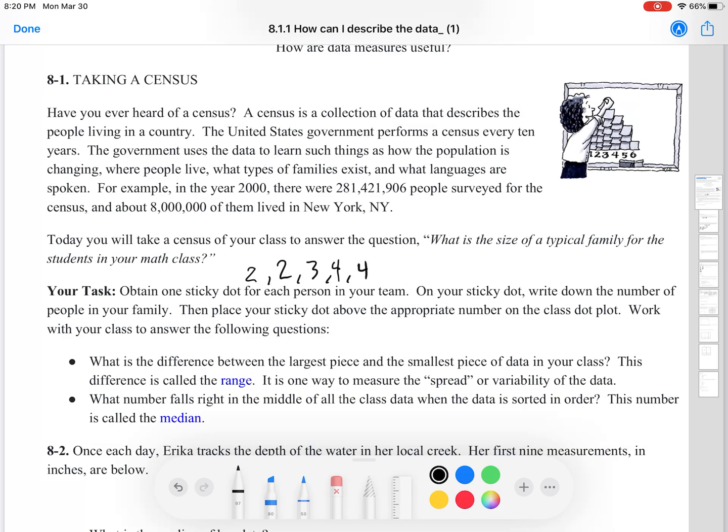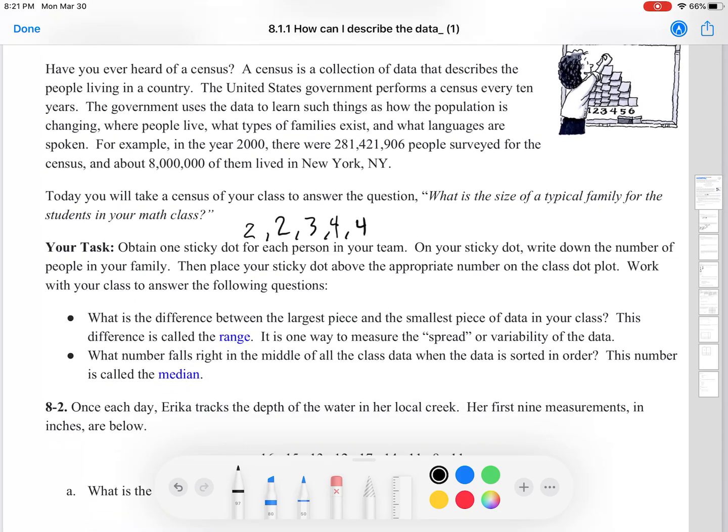Currently, in 2020, we are actually having a census in the United States, and it's a collection of data that describes the people living in a country. The U.S. government performs a census every 10 years. The government uses the data to learn such things as how the population is changing, where people live, what types of family exist, and what languages are spoken. For example, in the year 2000, there were 281,421,906 people surveyed for the census, and about 8 million of them lived in New York.